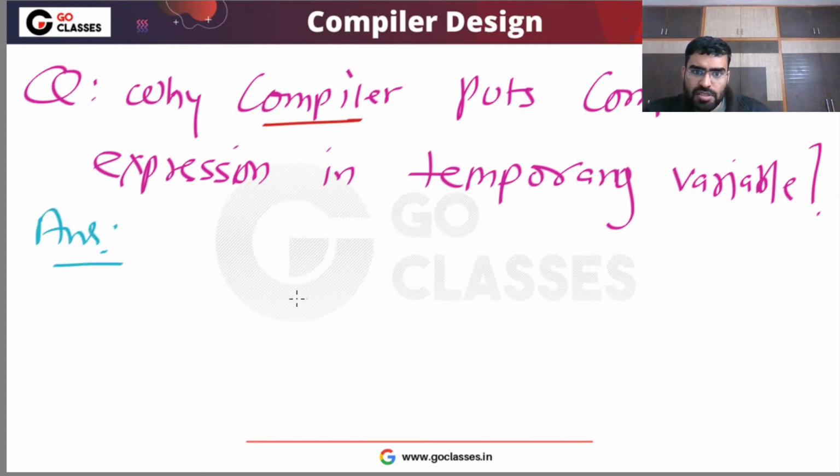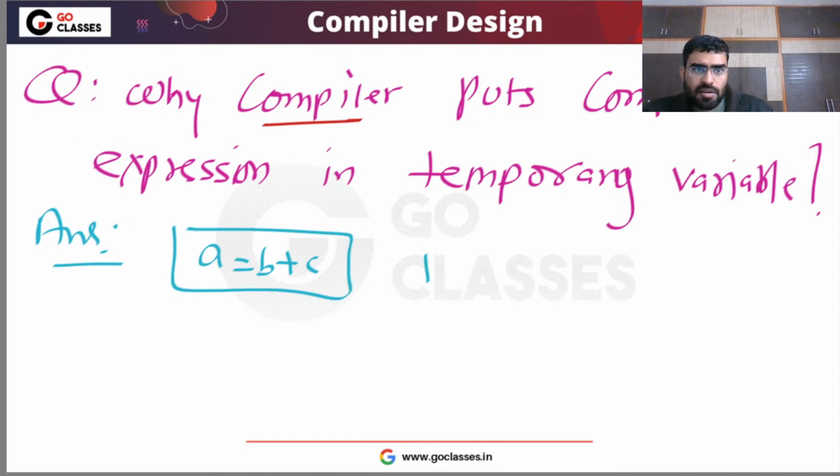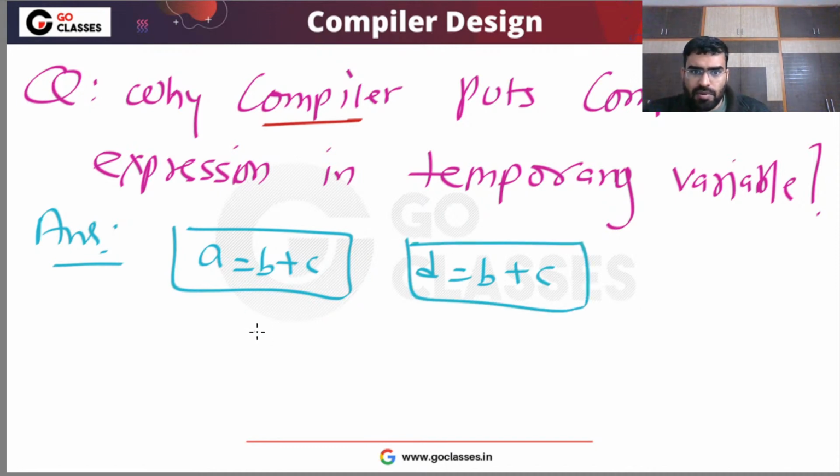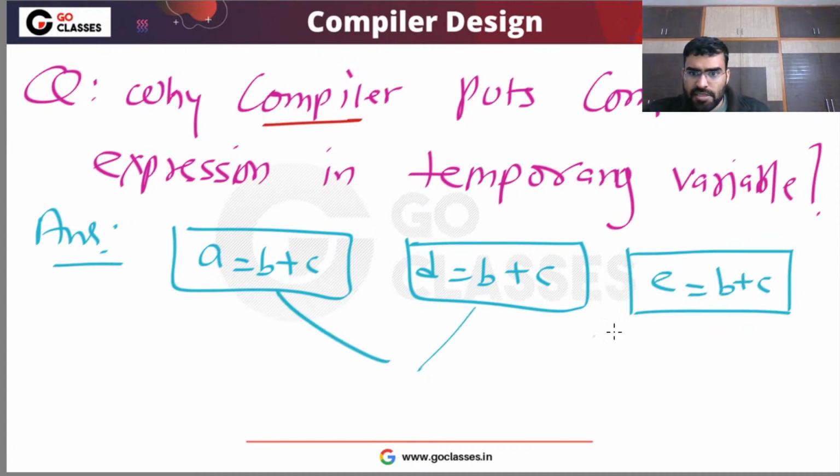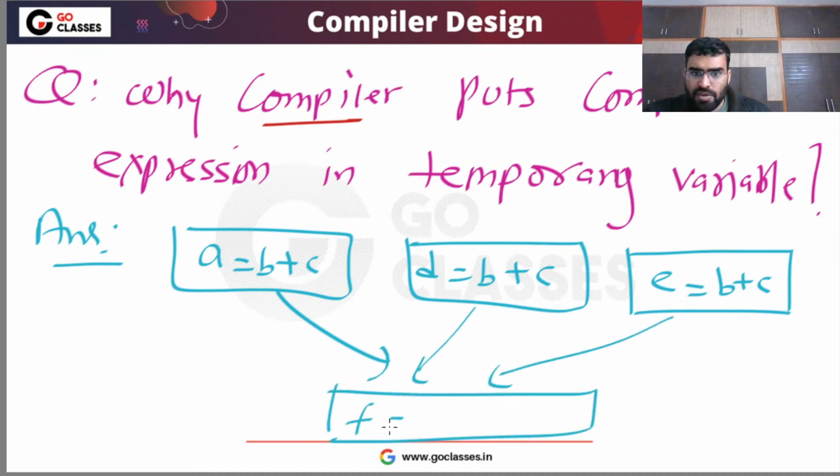Just think about it. Let us assume that here you have a equal to b plus c, and here you have d equal to b plus c, and here you have e equal to b plus c. So these three things you have, and then this is coming, and here you have, let's assume, f equal to b plus c. So tell me, I know that b plus c is computed.